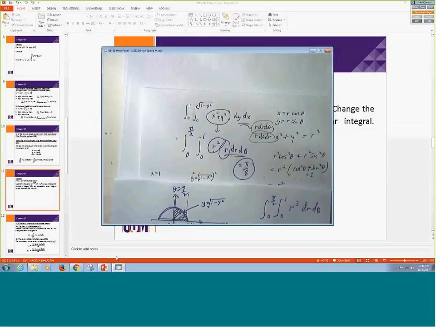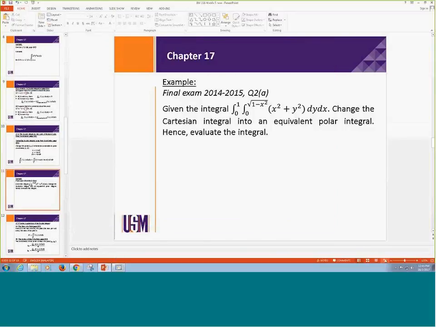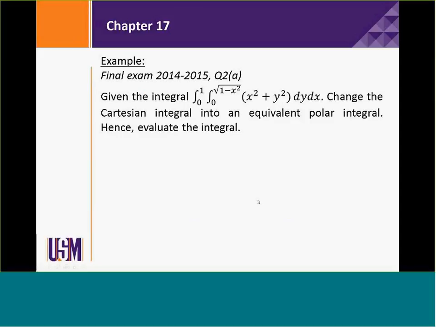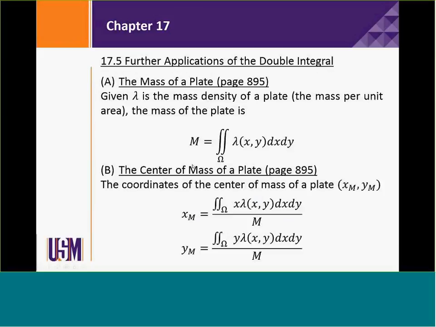Okay, now we proceed to the next section. Further application is just a formula. Once you know how to evaluate the double integral, you just use the formula and then you will get the answer. This I'm not going to discuss in detail because it's the application. You know how to find the integration, then you just use the formula and get the answer. For the examples, please refer to the textbook.